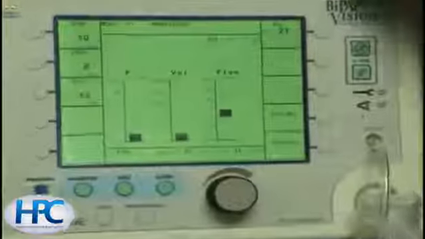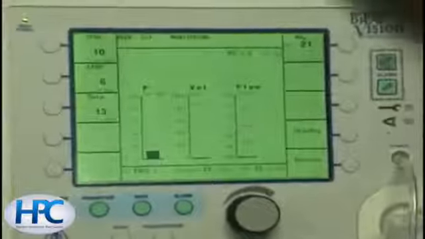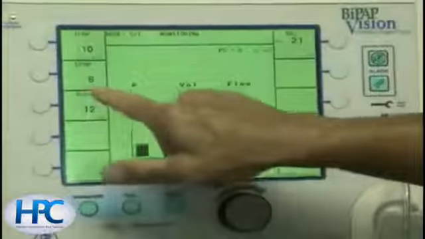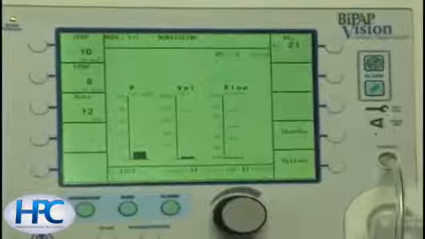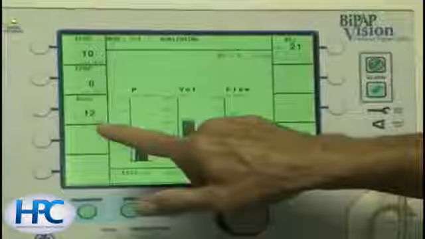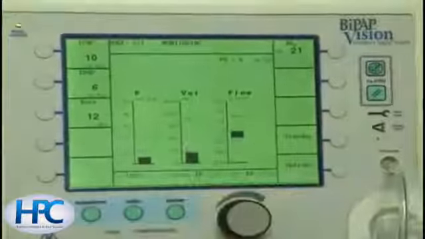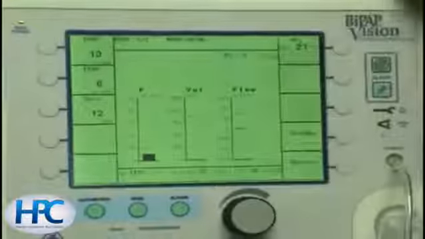The initial BiPAP settings are an inspiratory positive airway pressure, or IPAP, of 10 and an expiratory positive airway pressure, or EPAP, of 5. An initial respiratory rate with a minimum rate of 4. These are actual values that you see here.